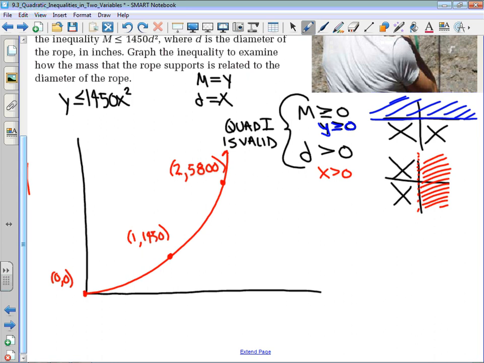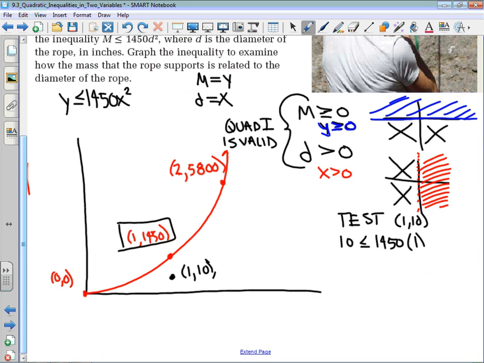I always think it's a good thing to confirm. If this point right here is at 1, 1450, then I'm going to pick a point that I know is directly below it, which would be 1, and just arbitrarily, I'm going to choose 10. That has to be below it because I've lowered the y value but kept the x value the same. So to check if I was right with the shade in below it concept, I'm going to test 1, 10 in my equation. So is 10 less than or equal to 1,450 times 1 squared? We get that 10 is less than or equal to 1,450. That is correct. That means we shade in below the region.